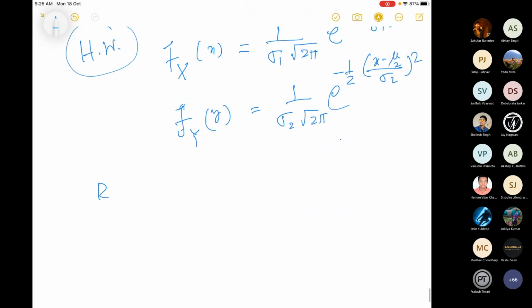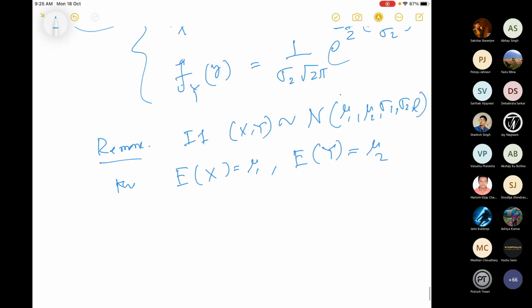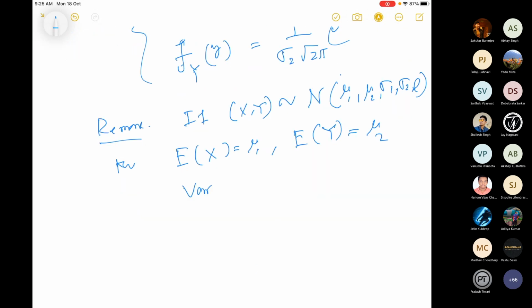And I can just make a remark here, which is obvious from this too. If (x, y) follows normal with mu1, mu2, sigma 1, sigma 2, and rho, then the expectation of x is mu1, the expectation of y is mu2, the variance of the marginal x is sigma 1 square, the variance of marginal y is sigma 2 square, and the correlation coefficient of x and y is equal to rho.